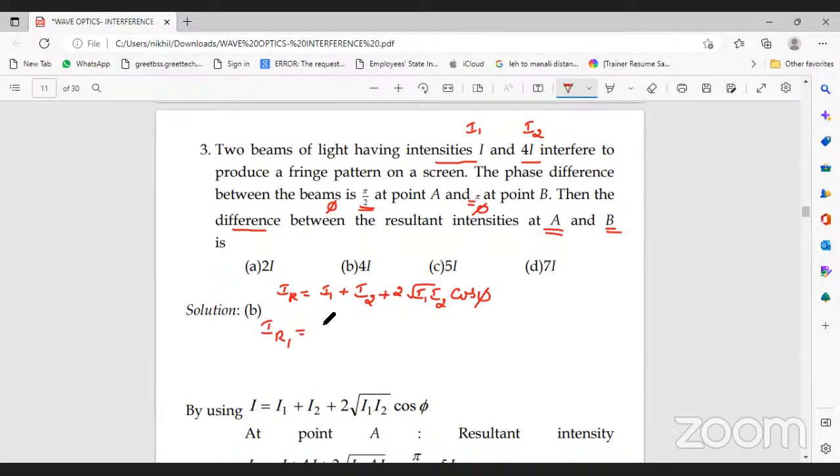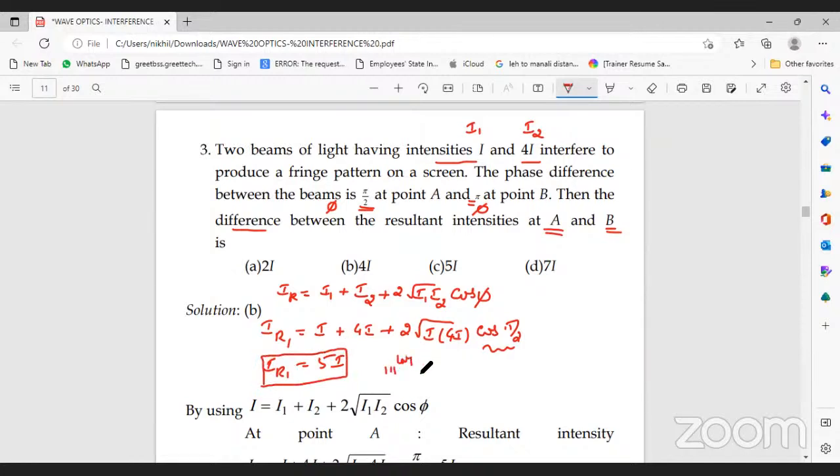For the first case, what is the intensity? I1 is I. What about the second intensity? 4I. So 5I plus 2 into root of I1 I2, which means I into 4I, times cos pi by 2. What is cos pi by 2? It is 0. So IR1 will be equal to 5I. So this is the first resultant intensity.